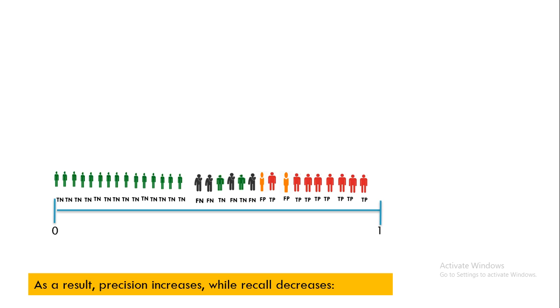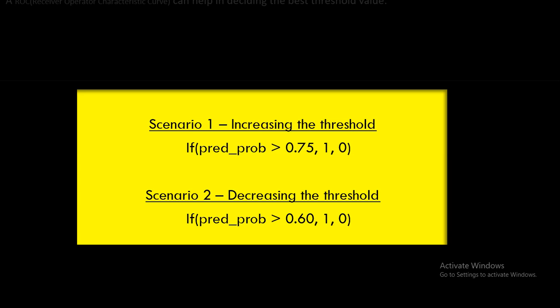How do we convert the probability values into binary values? That is where we'll be using threshold. Now there are two scenarios. Let us look at the first scenario. For all those people whose predicted probability is more than 0.75, we consider those people as having COVID, otherwise non-infected people.